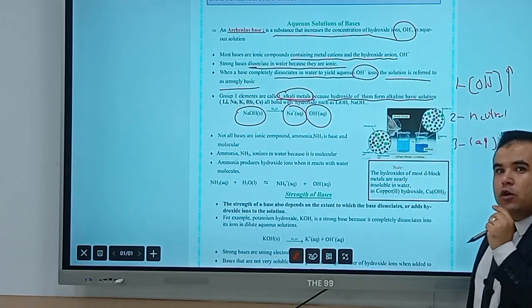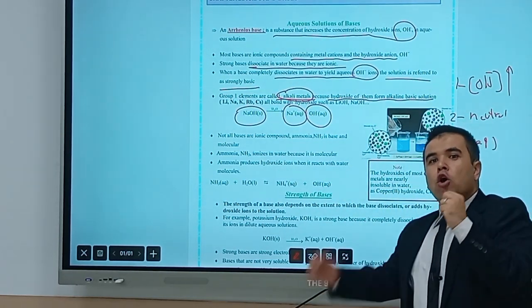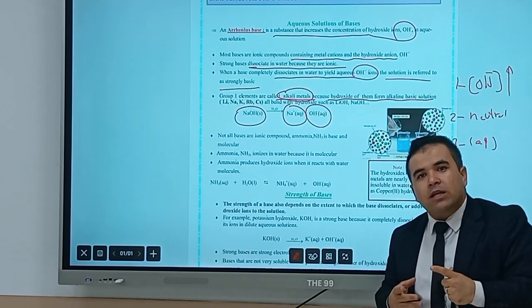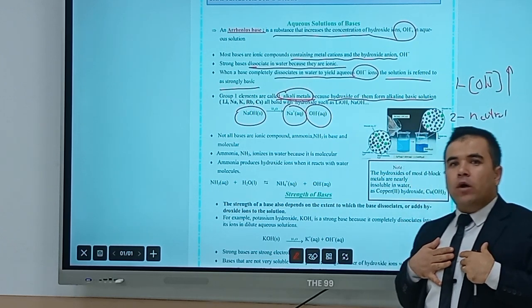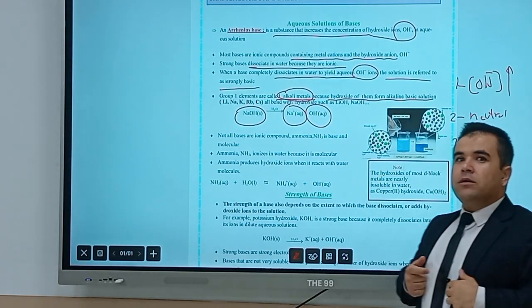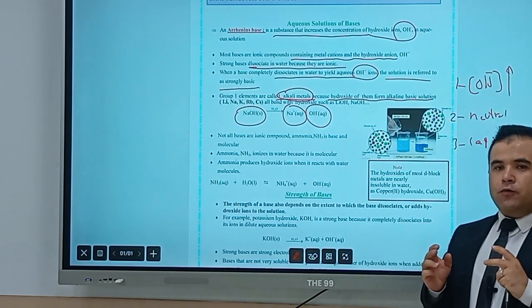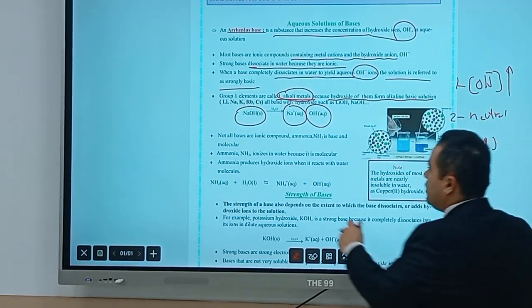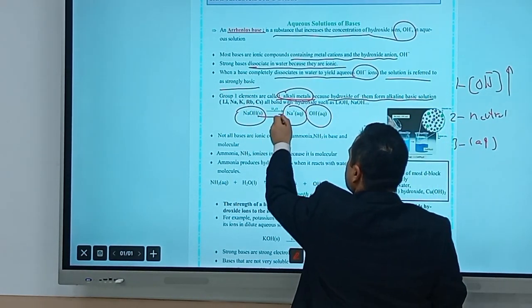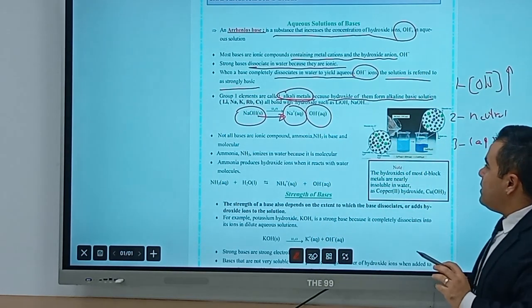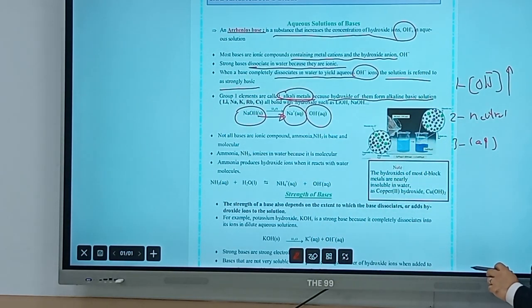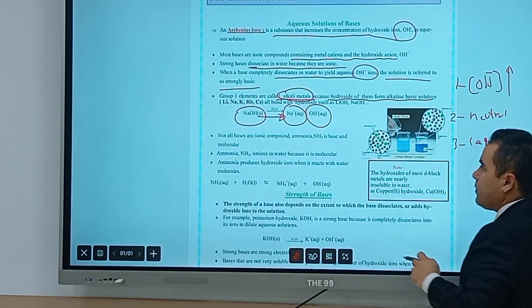So in an aqueous solution of the strong bases, only cation and hydroxide exist. The compound itself has no existence. And the favorite direction for the strong bases is the forward direction. The strong bases have a forward favorite direction.